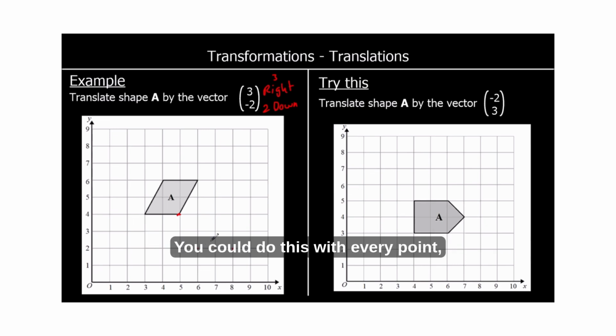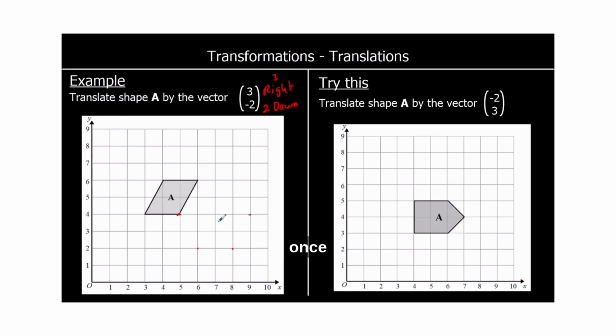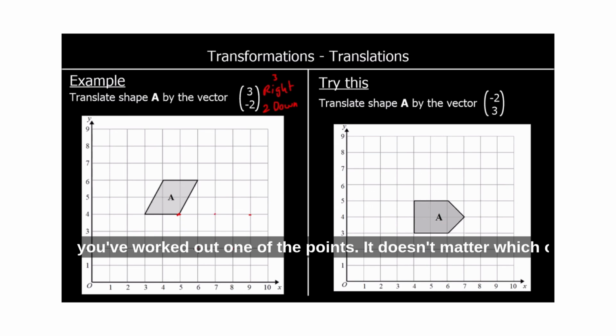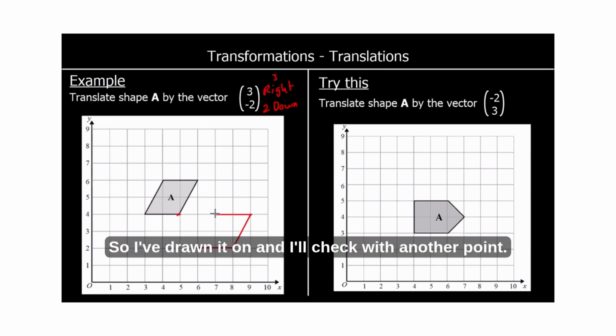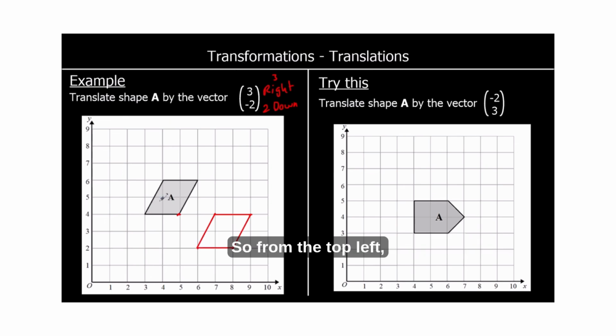You could do this with every point, or you could just draw the shape on once you've worked out one of the points. It doesn't matter which one. So I've drawn it on, and I'll check with another point. So from the top left, 3 right, 1, 2, 3, and 2 down gets me to there. So that is shape A translated by the vector 3, -2.